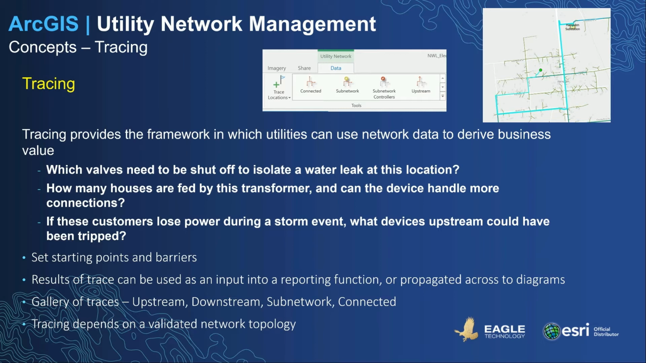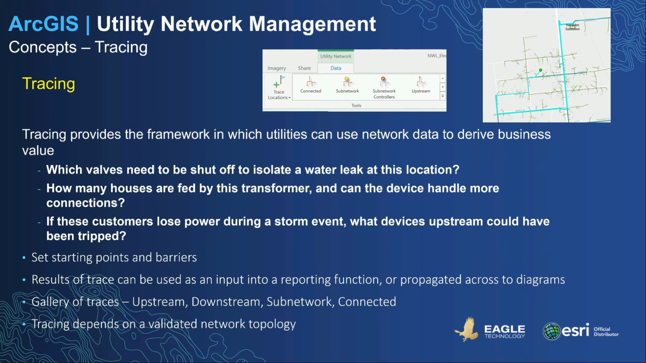How does a trace work? A trace begins at one or more starting points or at the subnetwork controller or source for the specified subnetwork and propagates outward. The trace ends when it encounters the end of the path or a specified barrier. Barriers define locations at which the traversal of a trace terminates.